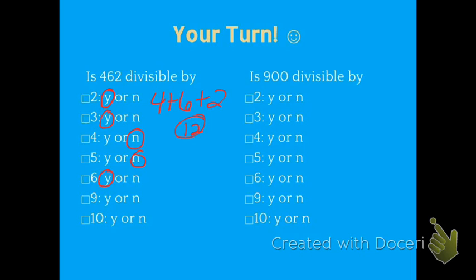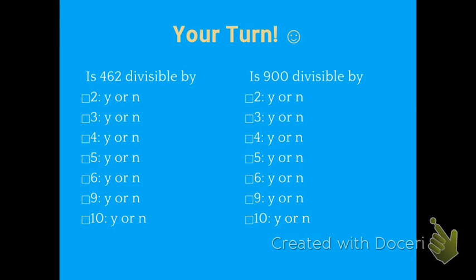How about 9? What's the rule for 9? Dasani, what's the rule for 9? If the sum of the digits is divisible by 9. So we add them up, which we've already done. Is that number divisible by 9? No, because it's 12. So we know it is not divisible by 9. And how about 10? What's the rule for 10? I'm going to call on Nathan. Can you tell me the rule for 10? It has to end in a 0. Does it end in a 0? No. So no. So this is what you should have, okay? It is divisible by 2, 3, and 6, but not these others.